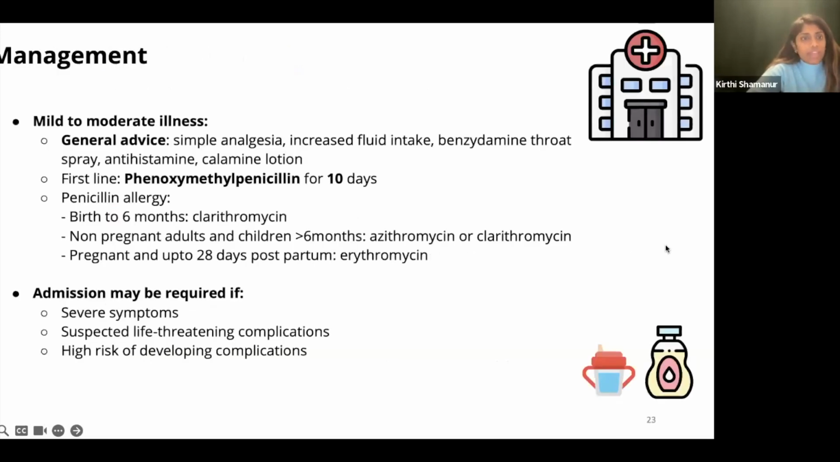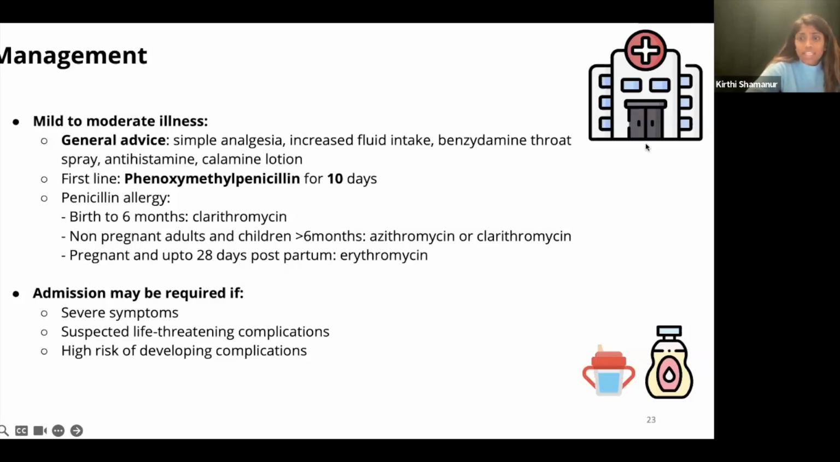Yeah. Cool. So management-wise, for mild to moderate illness, general advice is to give simple analgesia and increase the fluid intake, and benzydamine throat spray. Because of the sore throat and sore tongue, a lot of children will go off their food and drink, so it's important to get them to drink because they can get dehydrated quite quickly. To help with that, you can give them the benzydamine throat spray, or Difflam spray. That is basically an NSAID throat spray, and it works like a local anesthetic and helps with the inflammation. That's why we do that, and I think it can be used several times a day, so it helps to boost their oral intake.